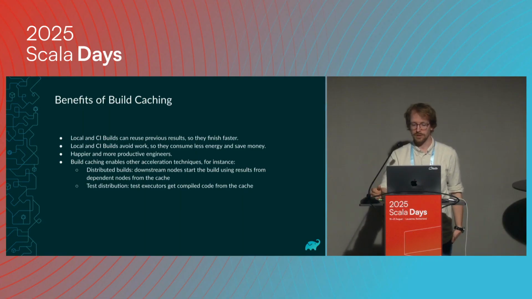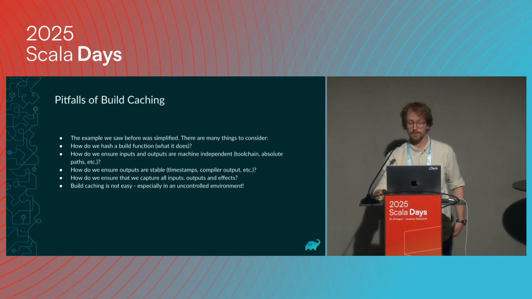But what's more interesting also is that once we have build caching, we can also enable other acceleration techniques. One example would be distributed builds. Let's imagine you have a project with 10 modules and one root module that everyone depends on. You don't want to have all your CI machines rebuild the same root module over and over. You can build it once, put it in the build cache, and then all the other worker nodes can just pull that from the cache and build what depends on it. The same goes for test execution. You could compile the tests just once and then distribute the results and run the test classes in parallel.